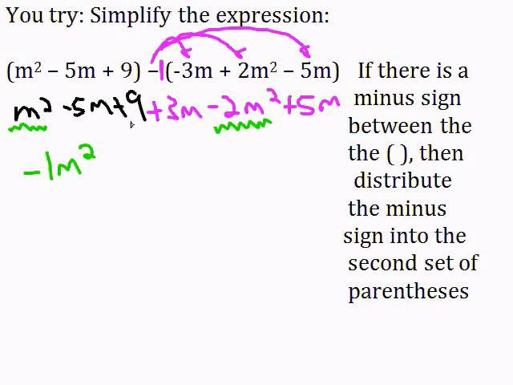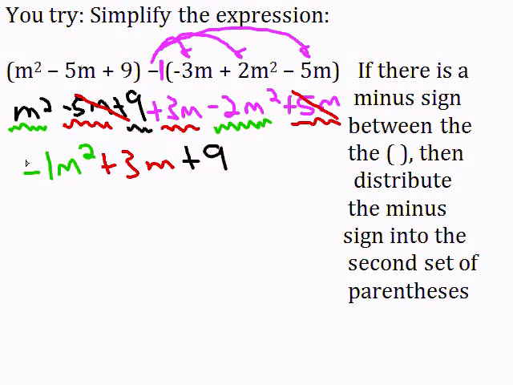Negative 5m, positive 5m. They actually cancel out, giving us 0 m's, so we don't need to write those at all. And I have a positive 3m here, so altogether negative 5m plus 5m plus 3m gives us a plus 3m. And I have, in the end, a 9. There's nothing to combine the 9 with, so I'm going to write plus 9. And there's our final answer.